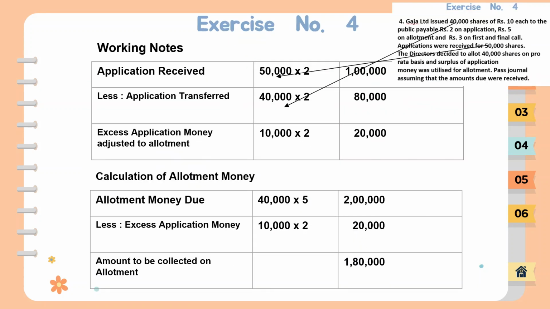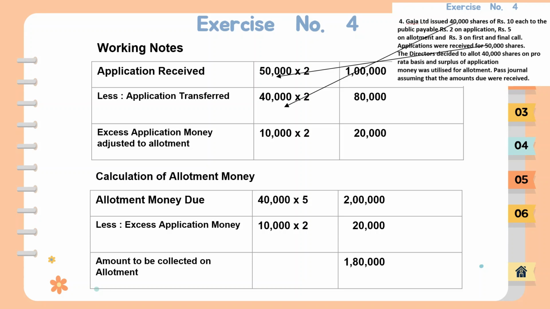I have done the calculation like this. See the question I have displayed on the top. 40,000 shares they are issuing, but 50,000 shares were received. So first thing you have to write the received application money, for how many shares the application money was received. So 50,000 into 2, that is 1 lakh, but actually only 40,000 they have to keep.